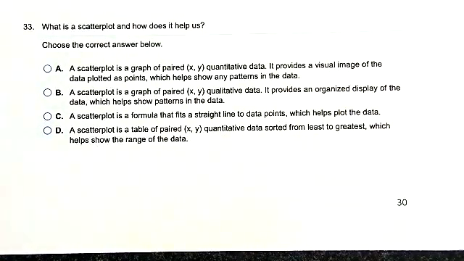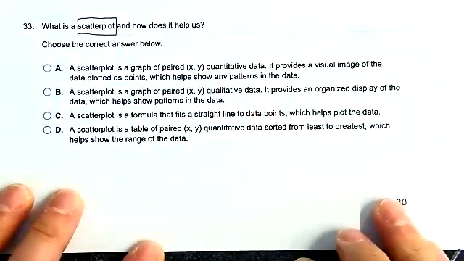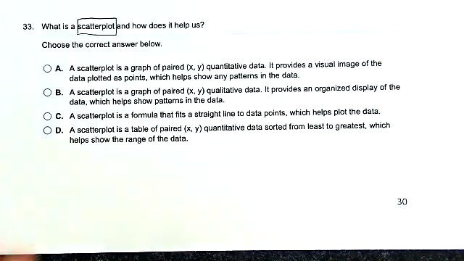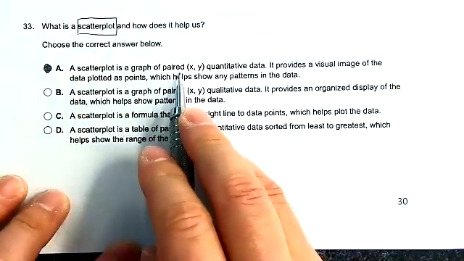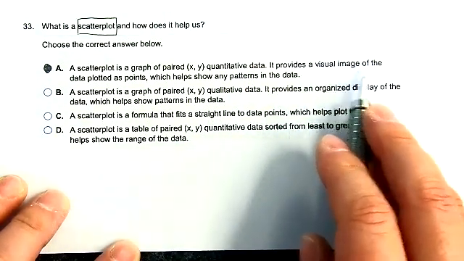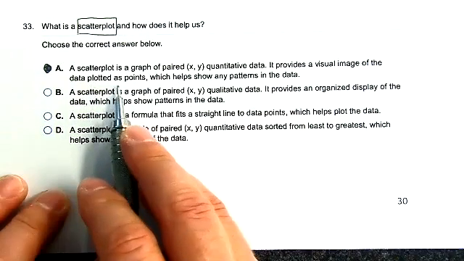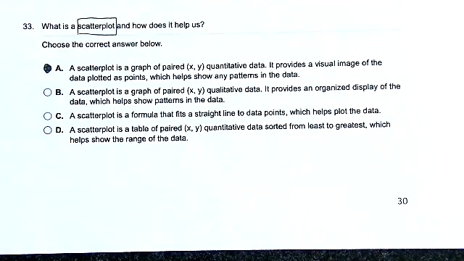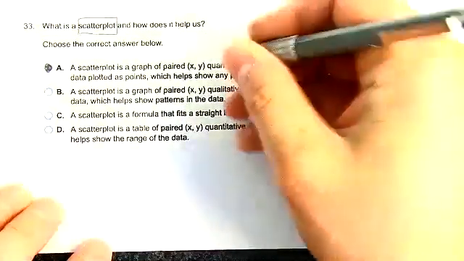So this whole section, the main theme is what we call a scatter plot. A is the answer to this, so let's just get the answer and then let's look at it. A scatter plot is a graph of paired XY quantitative data. It provides a visual image of the data plotted as points, which helps show any patterns in the data. Okay, so let's first look at this word quantitative data.